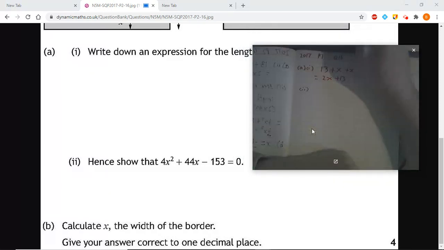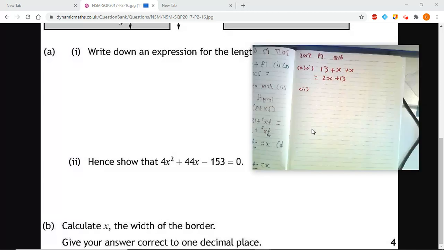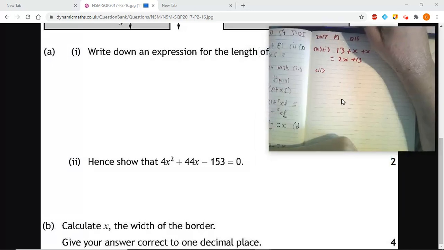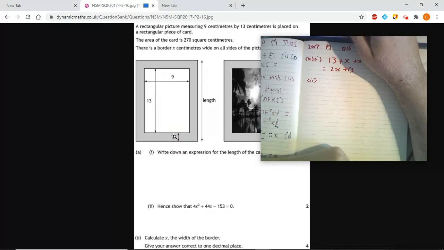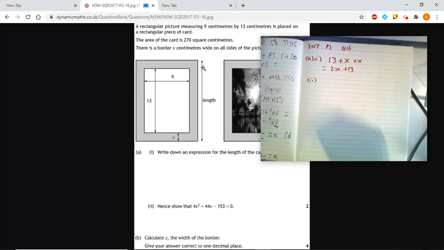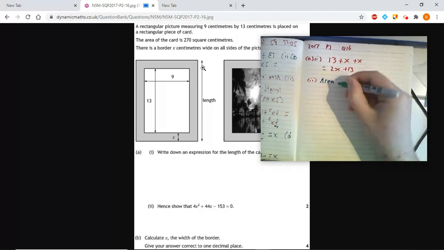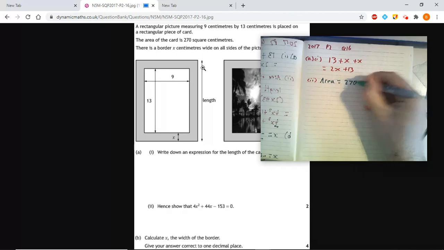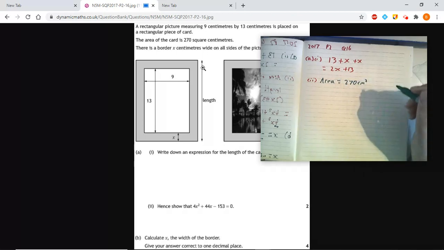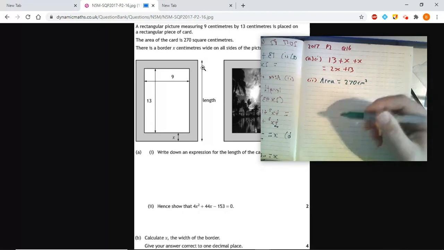equals 0. And this is where a lot of students would just turn off and think, okay, I don't know where those numbers have come from. Don't panic about that. Let's just have a little think. Think about what we know. We have been told what the area of the card is. So the area is 270 centimeters squared. Is there another way to find out the area of a rectangle? Yeah, you times the length by the width.